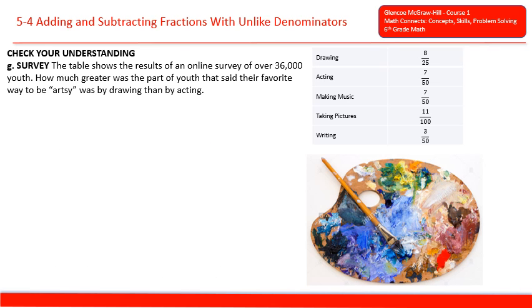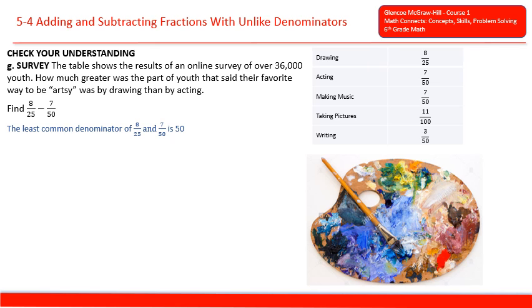Check your understanding survey. The table shows the results of an online survey of over 36,000 youth. How much greater was the part of youth that said their favorite way to be artsy was by drawing than by acting? So we're trying to find a difference because we're trying to find how much more said they would rather draw than act. So we'll have 8/25ths in drawing minus the 7/50ths in acting.